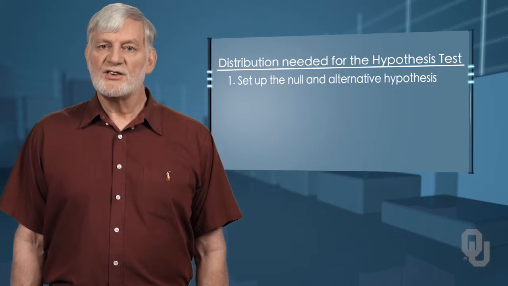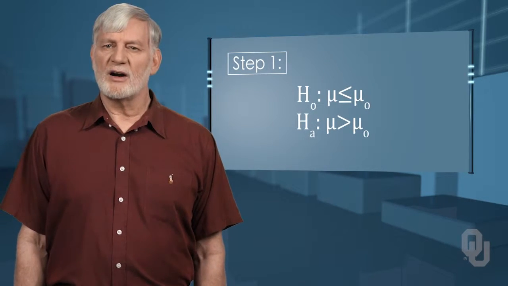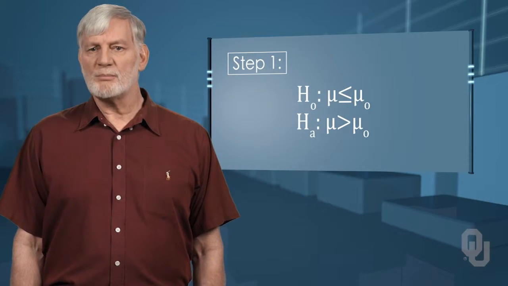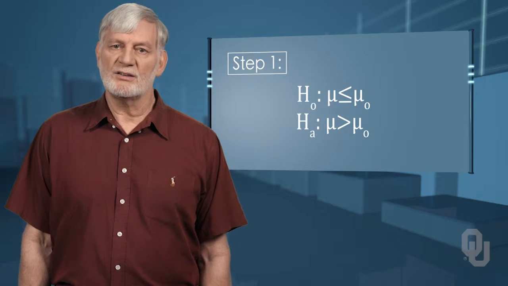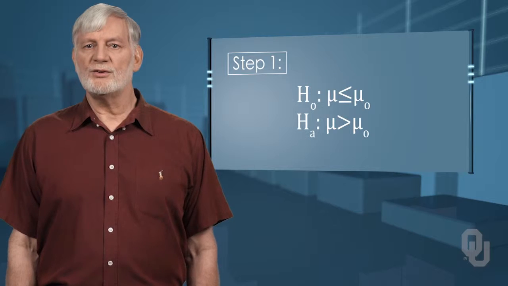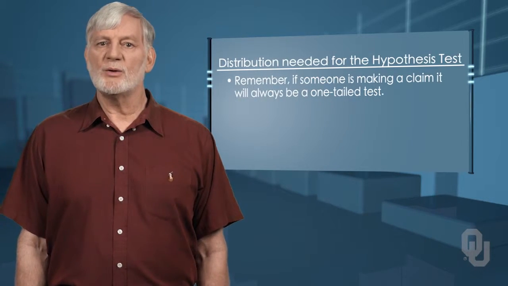1. Set up the null and alternative hypothesis. This typically is the hardest part of the process. Here, the question being asked is reviewed. What parameter is being tested? A mean? A proportion? Differences in means? Just what are we interested in? Is this a one-tailed test or a two-tailed test? Remember, if someone is making a claim, it will always be a one-tailed test.